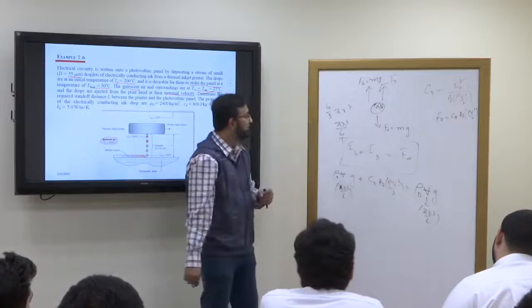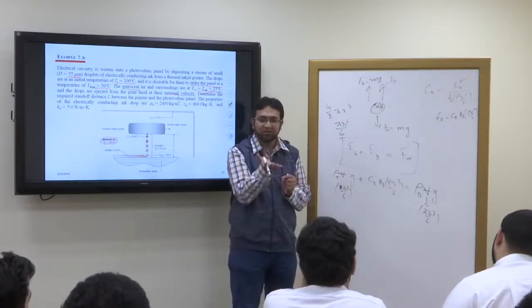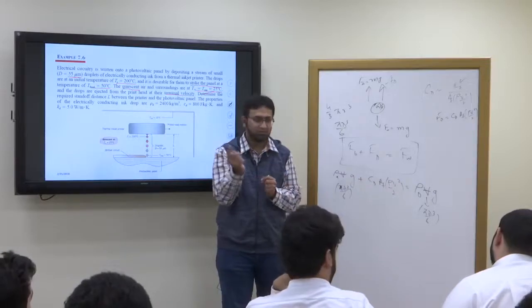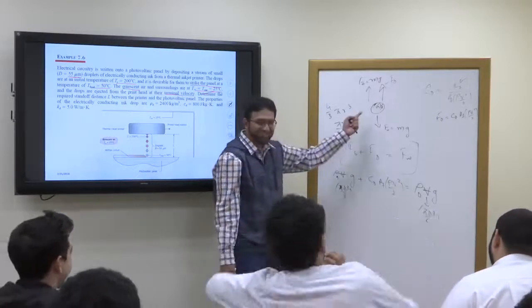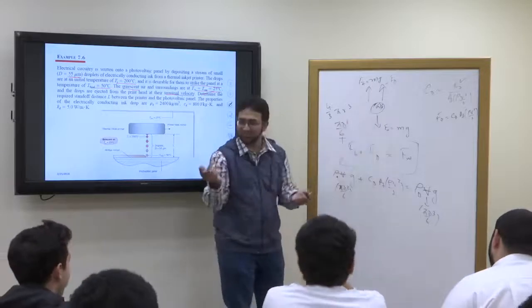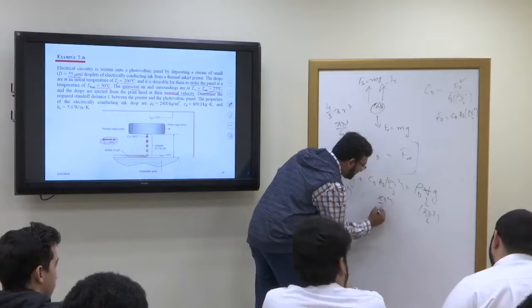Okay? Frontal area. What will be the frontal area here? Projected area. That will be the circle. This is a sphere, so it's pi r square, or I can write here pi d square by 4.